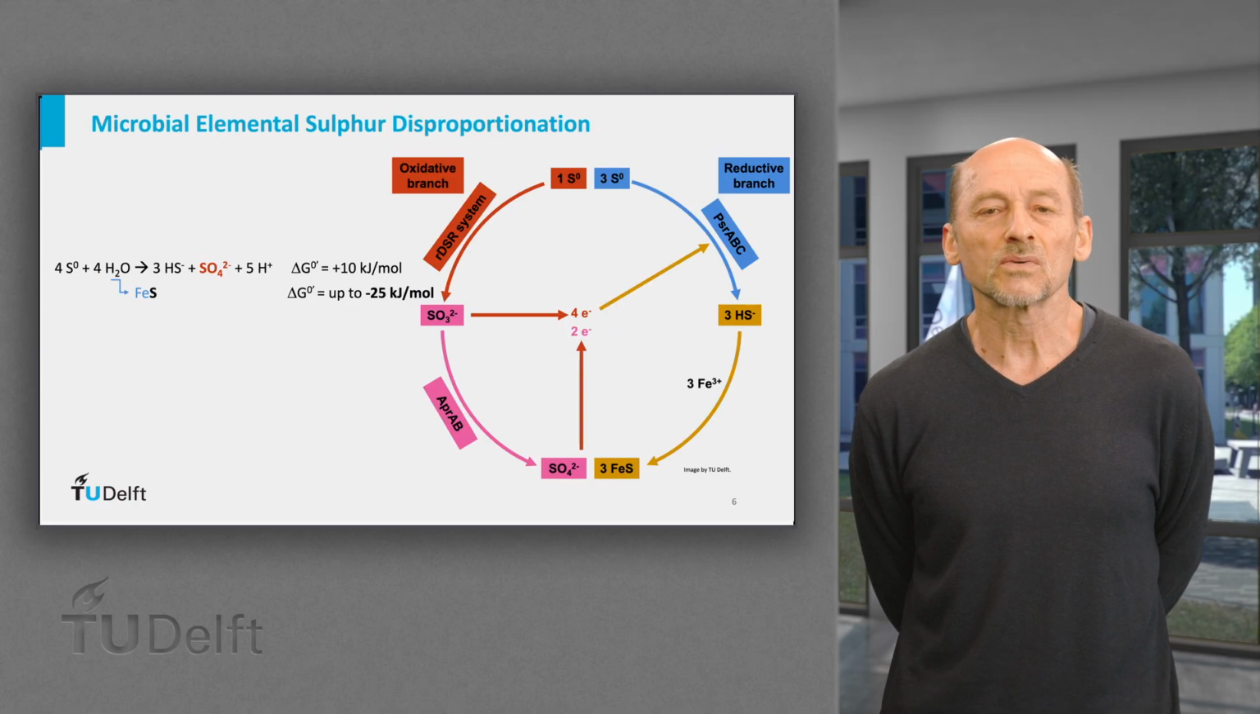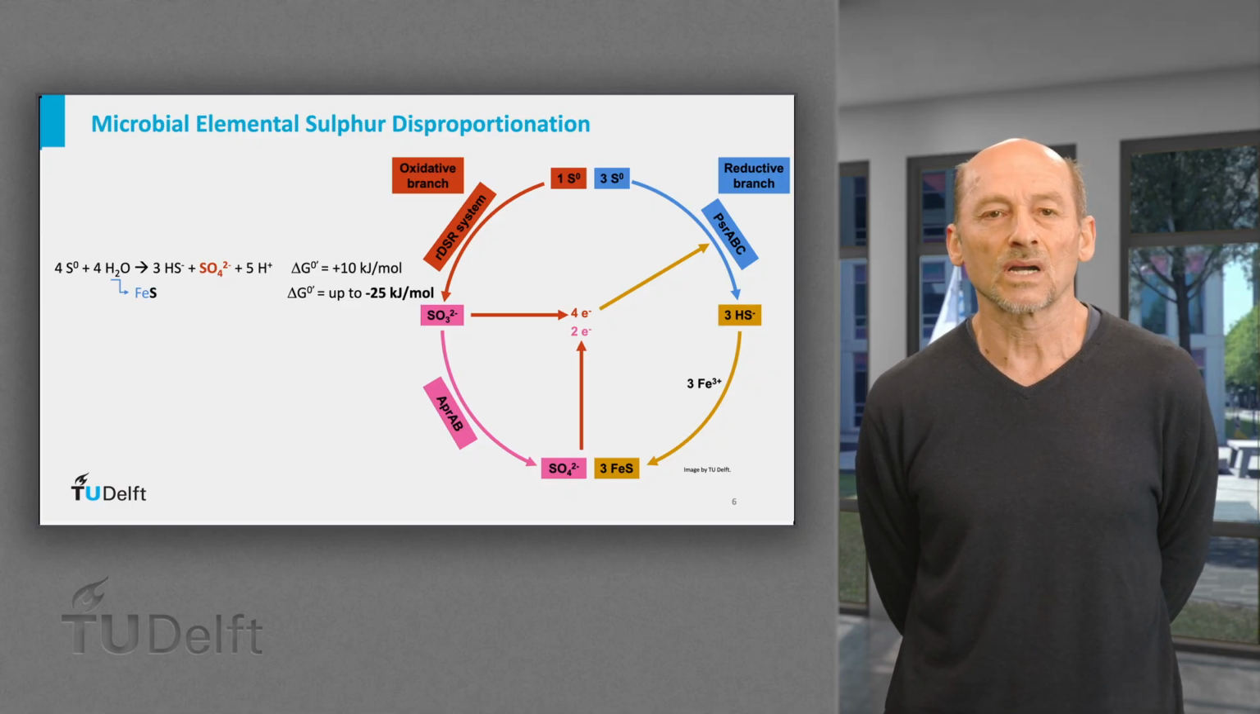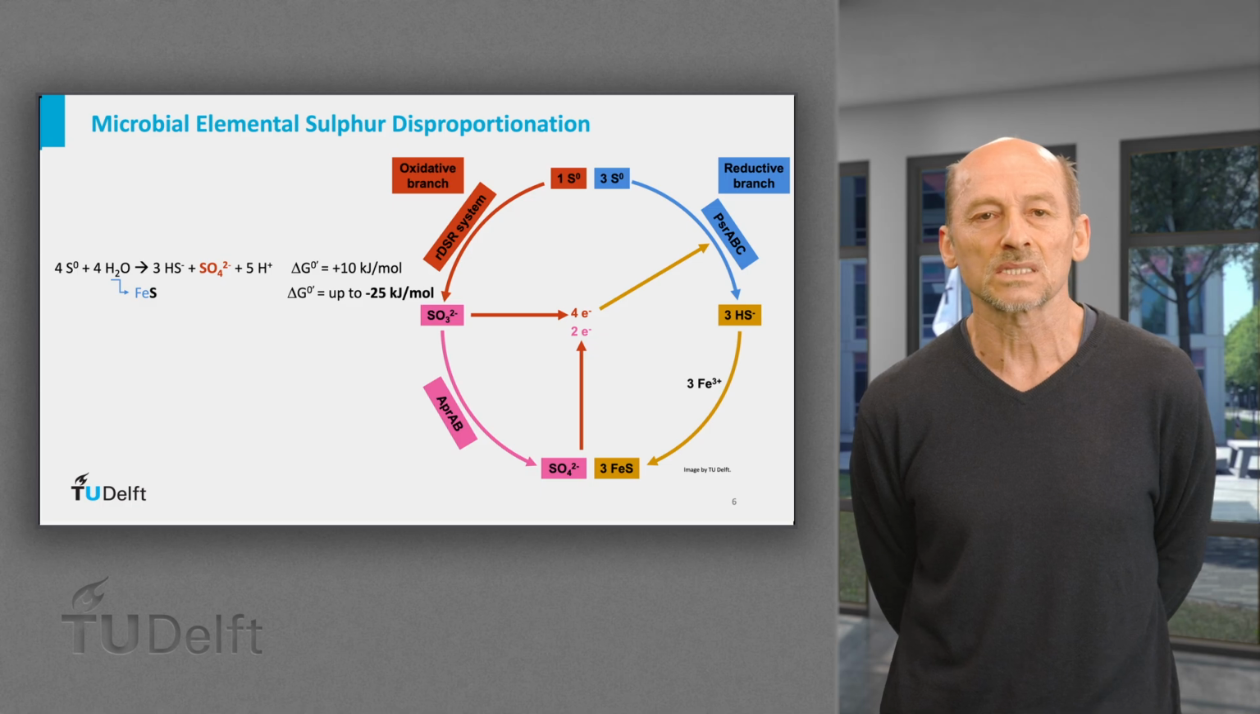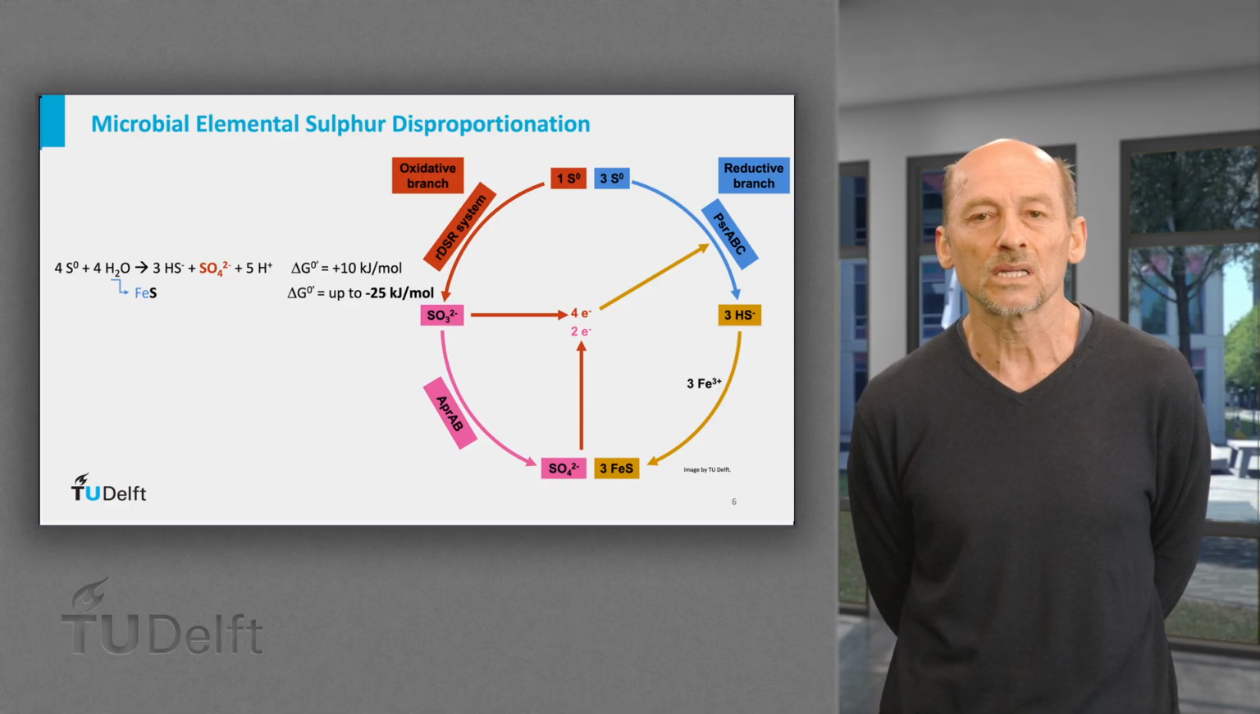In the reaction of sulfur disproportionation, one sulfur atom is oxidized to sulfate, providing 6 electrons to reduce the other 3 atoms to sulfide. This microbial process is truly unique and currently only known in a few obligatory anaerobic bacterial species. The main reason is that thermodynamically it would seem as the mission impossible.